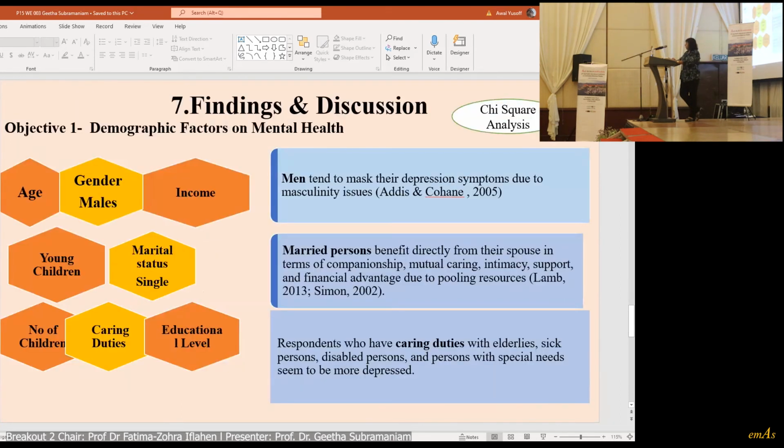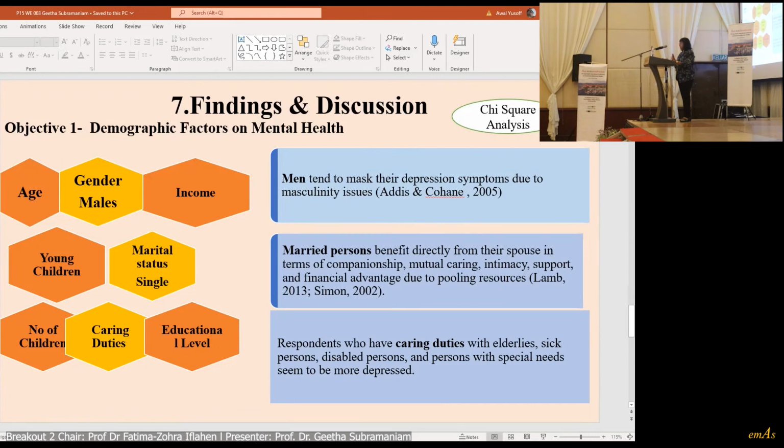So I move on to my findings. The first finding relates to the first objective. Again, many ask, why do you need to find out the relationship between demographic variables and mental health? I repeat, generally for an intervention program, it will be crucial to find out what is the targeted population you want to run the programs on. So this was the main reason we did this first objective, using chi-square analysis.